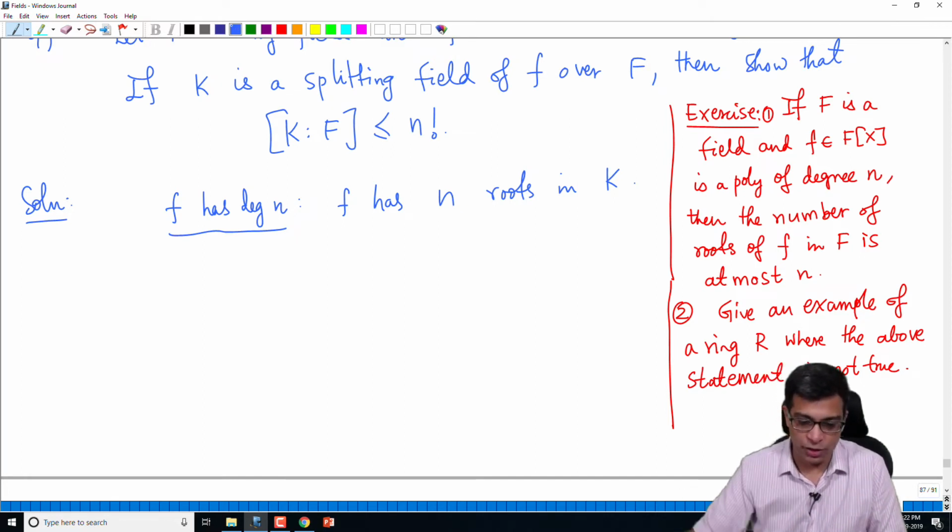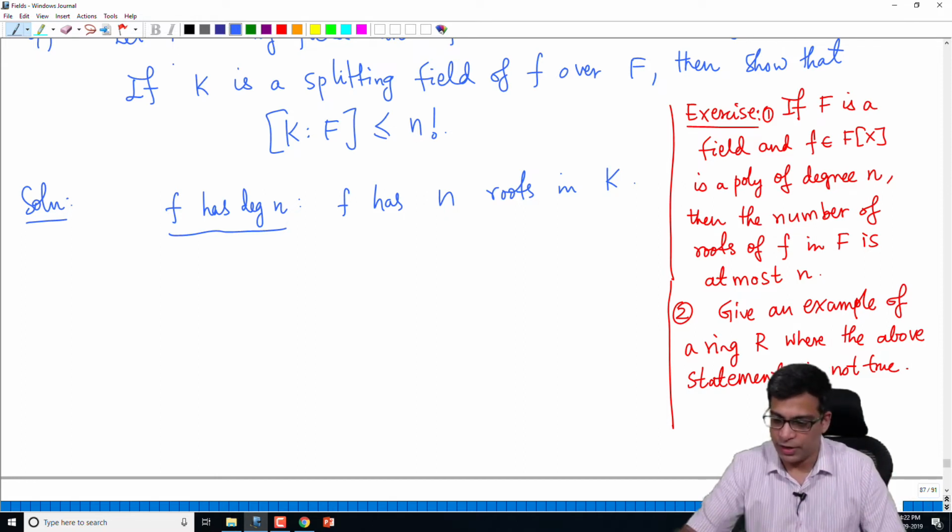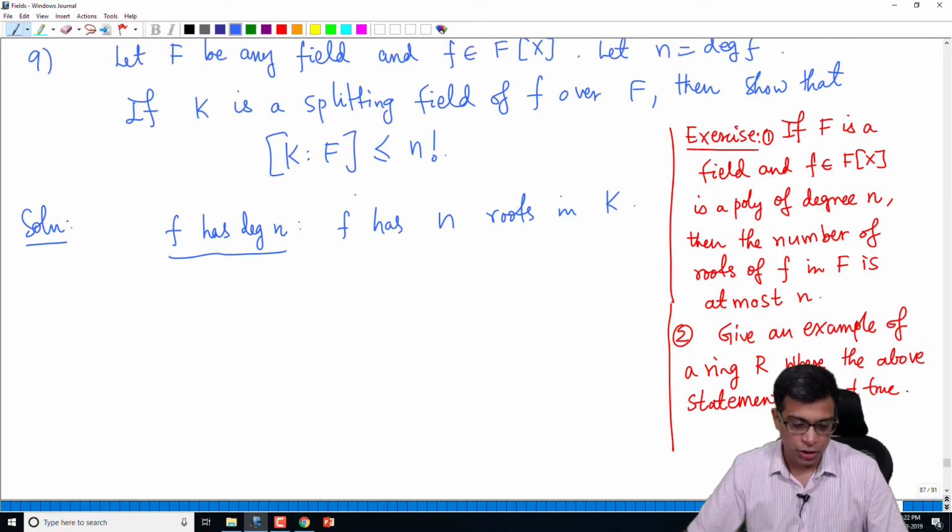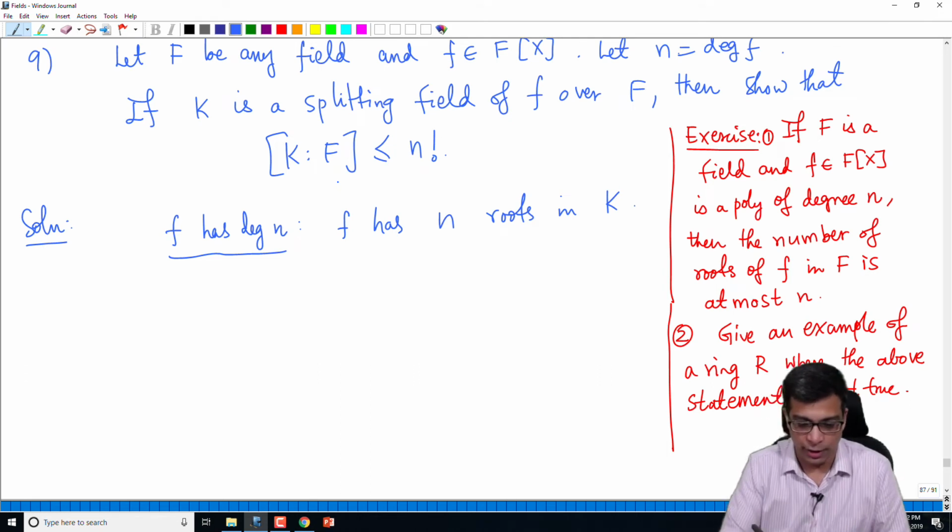So now coming back to this exercise, we are in the case of a field, so it can have at most n roots. The degree is n, suppose it has n roots in K.